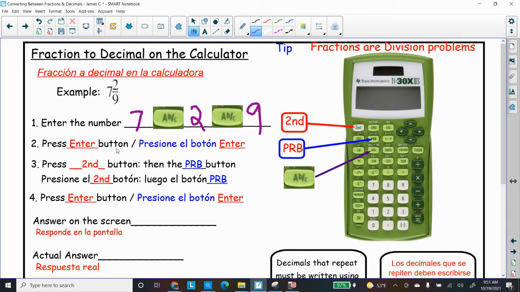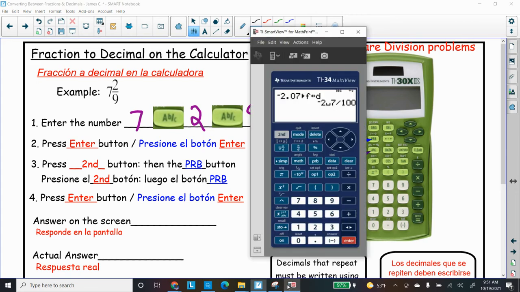Then I'm going to press the enter button, and then I'm going to do those same steps I did like before. I press second button, and then I press the PRB button, which is the fraction to decimal button, and then the fourth and final step is to press enter to see what I got.